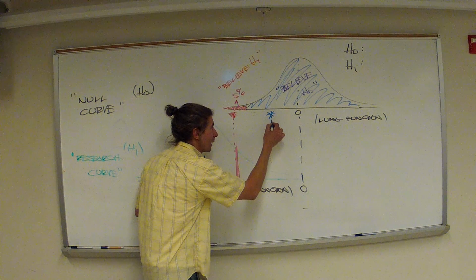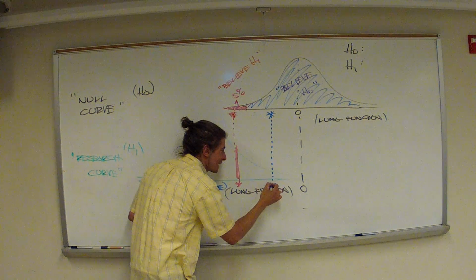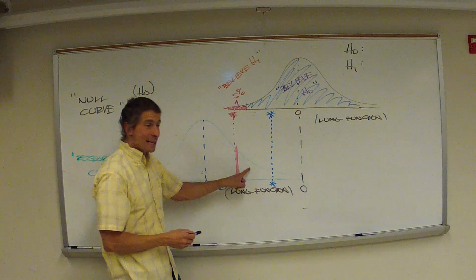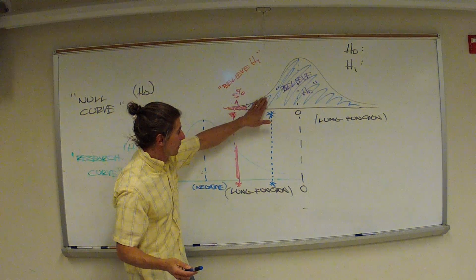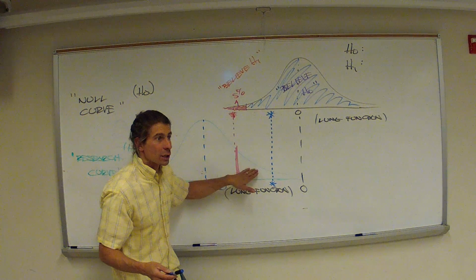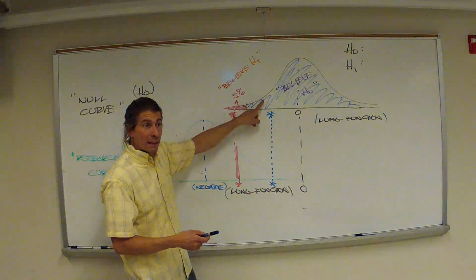Yes, of course you could be wrong. Because that guy can exist down here. He could exist on this curve. Is it more likely he's on this curve or this curve? Null or research? No. But based on this curve, it's more likely he's up here.